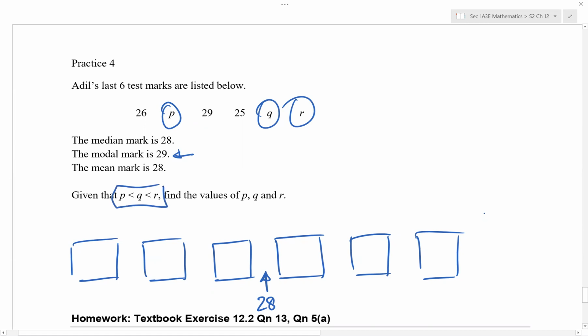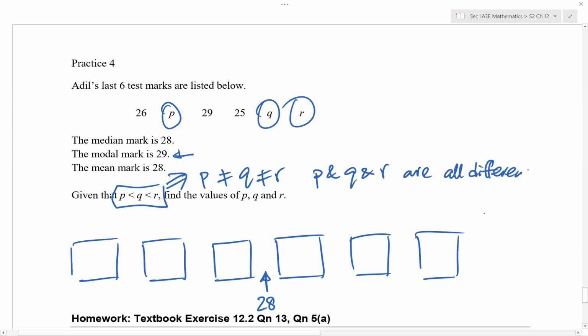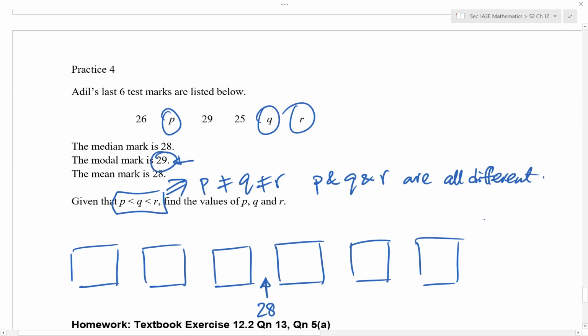So we look at the last sentence. It tells us that P is less than Q, which is less than R. This implies that P is not equal to Q, which is not equal to R. In other words, P and Q and R are all different. Now, if they are all different, and knowing that one of them is going to be 29, it means that we cannot have another 29. So in summary, in this list over here, we've got a 29, and only one of them will be another 29. We cannot have a third 29. Okay, because the 3 unknowns are all different.